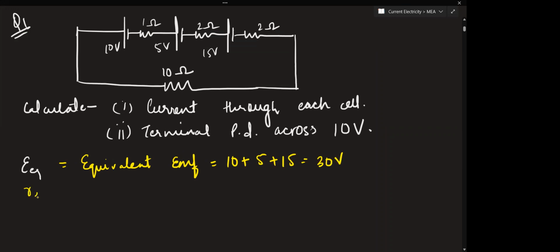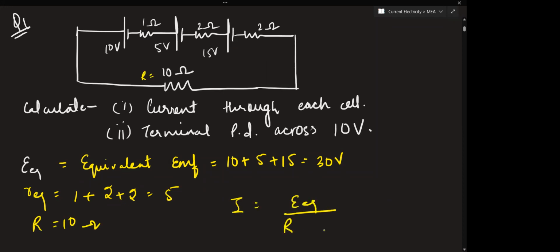And then R equivalent means equivalent internal resistance. Sum of all the internal resistances that you have, that is 1 plus 2 plus 2. So that is 5. And capital R is already given as 10 ohm. This is capital R. So current is what? Current is E equivalent divided by R plus small r equivalent.